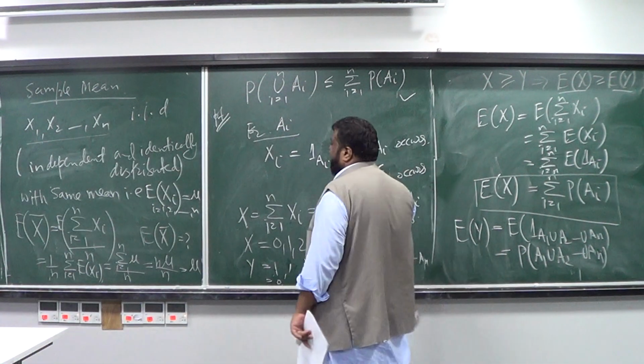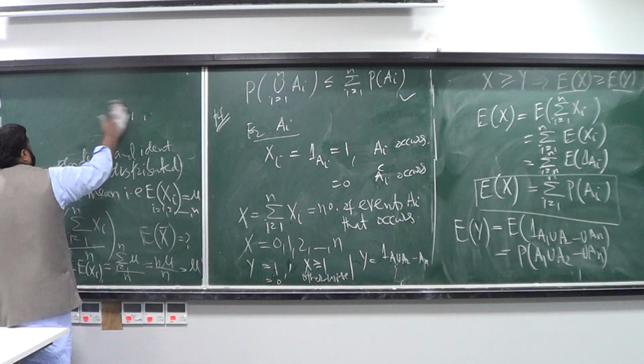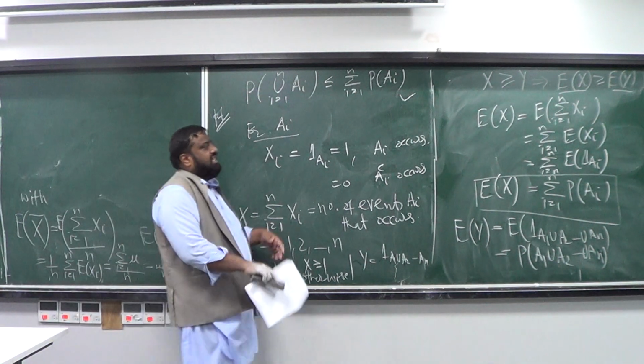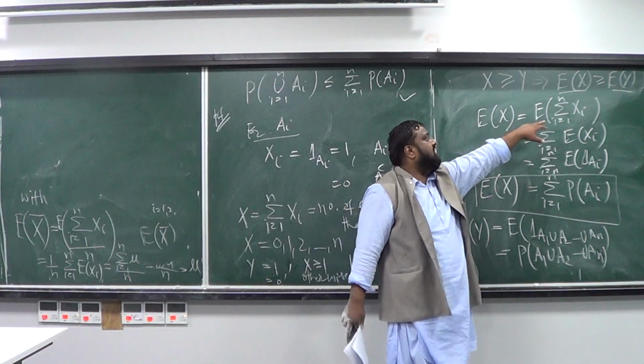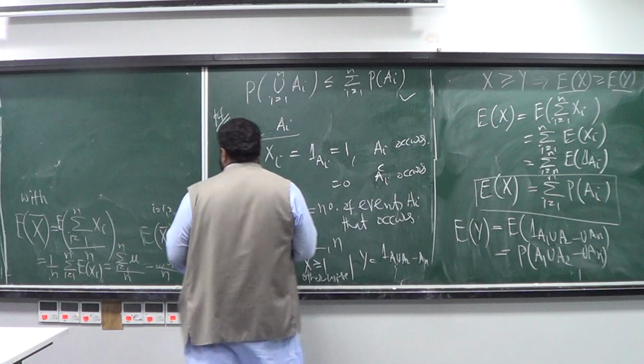Let's have some more fun with this identity. The key thing that is helping you here is the property that the expectation of the sum is the sum of expectations.